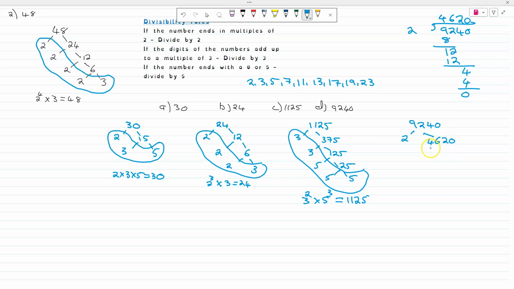4,620. 2 can still go in here. How many times? 2 goes into 46 23 times. 2 goes into 20 10 times. So that would be 2,310. Then 2 again. We have an uneven number, so that will also make it a little bit more tricky. So let's just find out with long division.